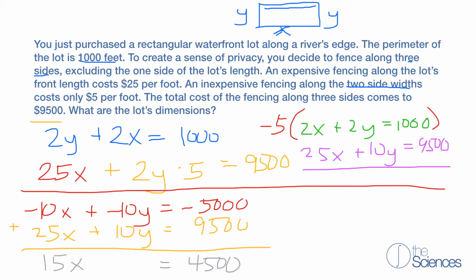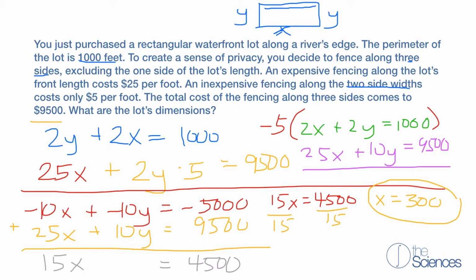So now we have 15x equals 4,500. To isolate our variable, we divide both sides by 15, and we get x equals 4,500 over 15, or 300. Now we're going to back substitute our variable into one of the original equations. We can pick the first equation.